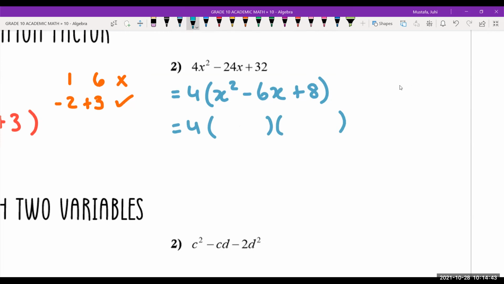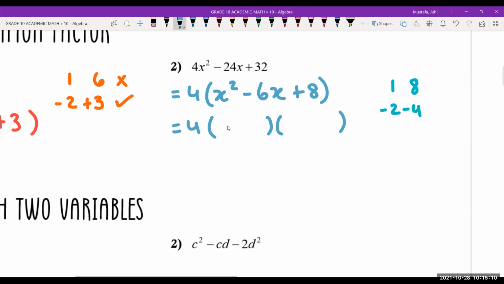And I'm going to look at the number 8. What are all the factors of 8? 1 times 8, 2 times 4, and that's it. So these are the numbers that multiply to give you 8. Do any pair of these numbers add or subtract to give you negative 6? Negative 2 minus 4. Good. So basically, negative 2 minus 4 is negative 6, and negative 2 times negative 4 is positive 8. That has to be our solution.